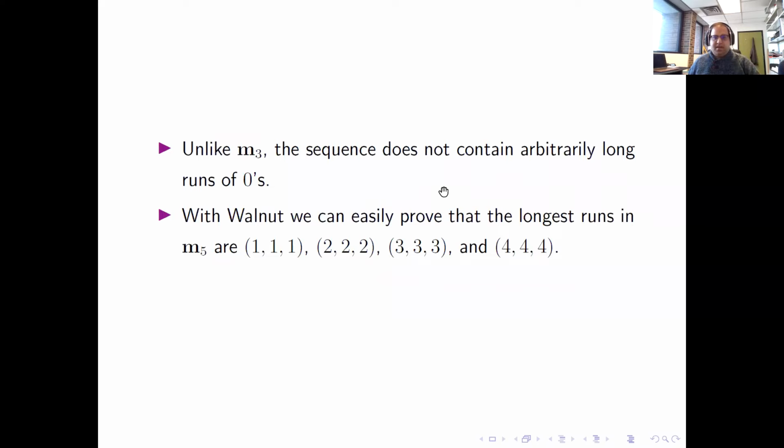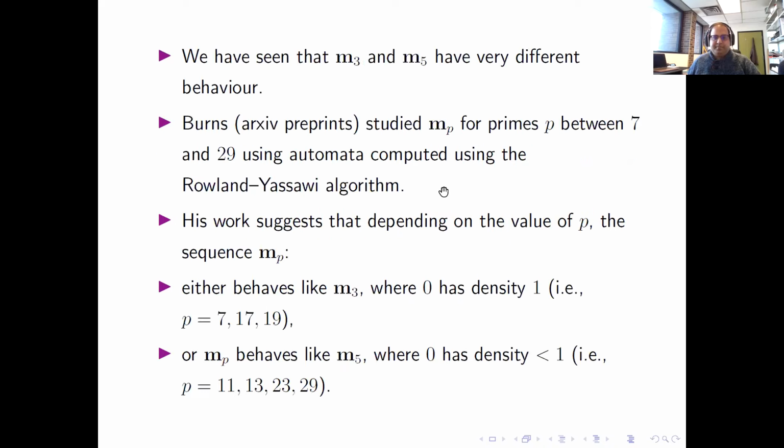Yeah, this is what I'm saying here, right? Unlike mod 3, the Motzkin numbers mod 5 do not contain arbitrarily long runs of zeros. In fact, the only runs are these 111, 222, 333, 444. And those are the longest runs. So, okay, these two different primes, mod 3 and mod 5, give the Motzkin numbers very different behaviors.